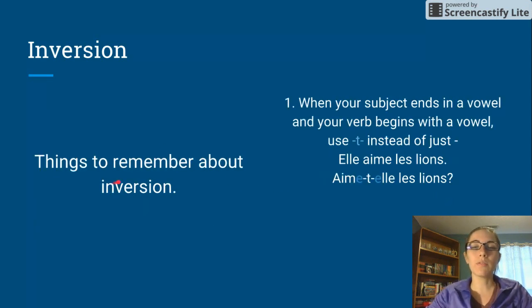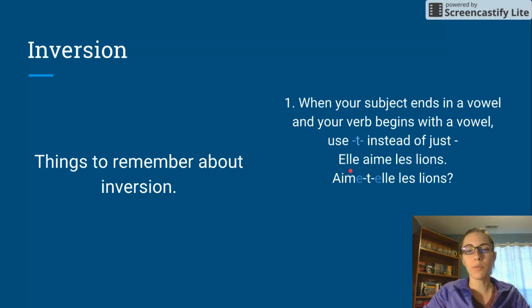Things to remember about inversion. The first thing is that when your subject ends with a vowel, A, E, I, O, U, H, or Y, and your verb begins with a vowel, A, E, I, O, U, H, or Y, then instead of just doing a dash, we actually have to have dash T dash. And this is for pronunciation purposes. It makes it sound a little bit better.